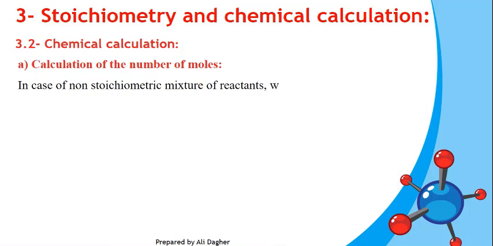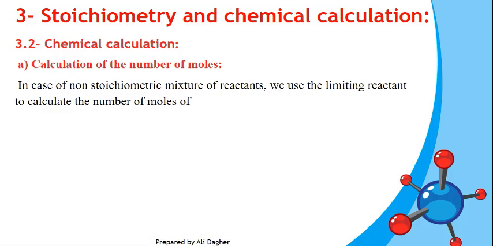In case of non-stoichiometric mixture of reactants, we use the limiting reactant to calculate the number of moles of other components of the reaction mixture. That means if we have one reactant limiting, the other in excess, in order to determine the number of mole of products formed or the number of mole of the excess left or reacted of the reactant in excess, always we should use the limiting reactant in the calculation.